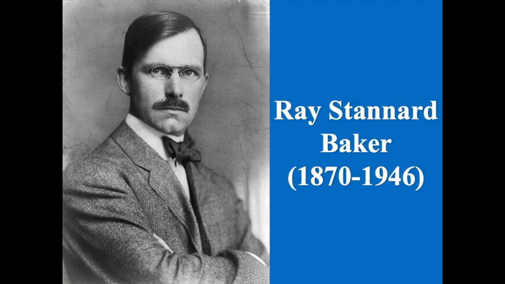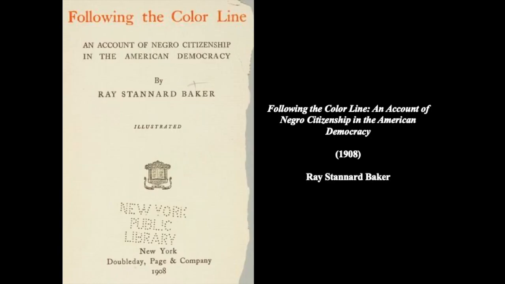Now, there are early calls for a measure of racial equality, particularly among some progressive reformers. Ray Stannard Baker publishes his famous work in 1908, Following the Color Line, An Account of Negro Citizenship in the American Democracy. And he actually introduces or promotes the idea of racial equality, that not only should African Americans not be the target of white violence, but also they should live in harmony and live in equality with whites. It was a rather extraordinary and revolutionary idea, even at the turn of the century.